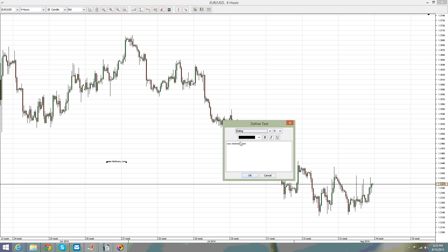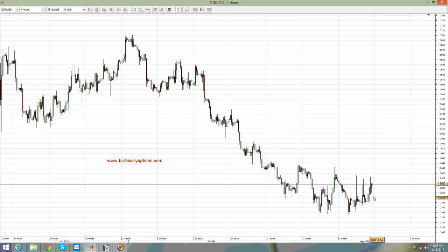So let's write on the screen here fairbinaryoptions.com. If you want a pattern within a pattern, I think that what happened before this moment of time happened here as well. We had a contracting triangle that acted as a continuation pattern here, in the sense that price broke the B2D trend line and then never looked back.